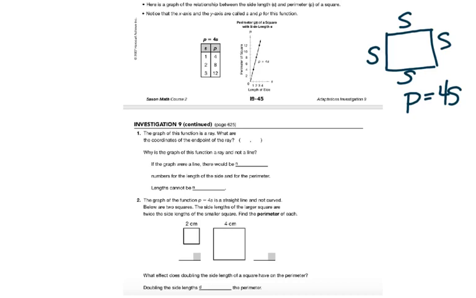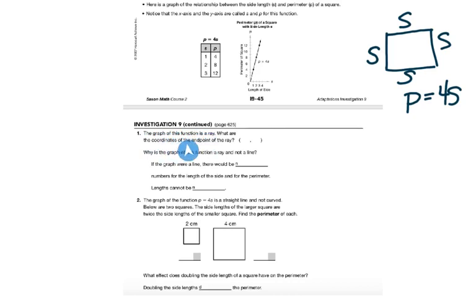Now, notice something here. I'm right here at 0, 0, because if I had a side length of 0, I would have a perimeter of 0. There would just not be a square. So this becomes a ray and not a line. The function we had before was a line; it went all the way through. Notice this one is just a ray. It stops right here. So our answer for the graph of this function is a ray.